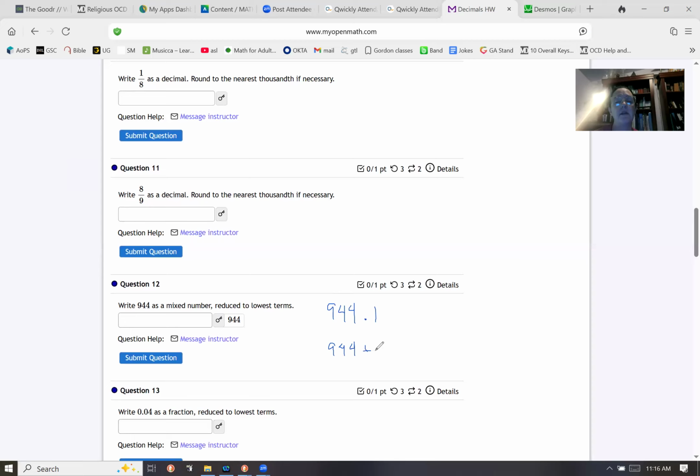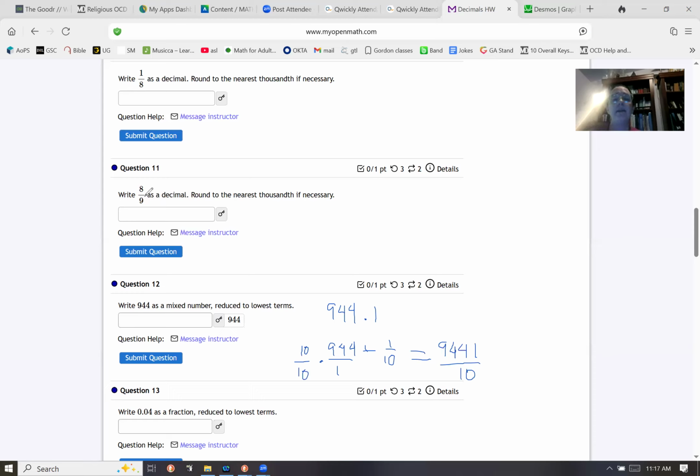plus 1/10, because that 1 is in the tenths place. Then you would need to get a common denominator. So this is 944 over 1. So we need to multiply that times 10 over 10 in order to get the same denominator. So this is going to be 9,440 plus 1 after you take the 944 times 10. So we're going to have 9,441 all over 10. And that is in simplest form.